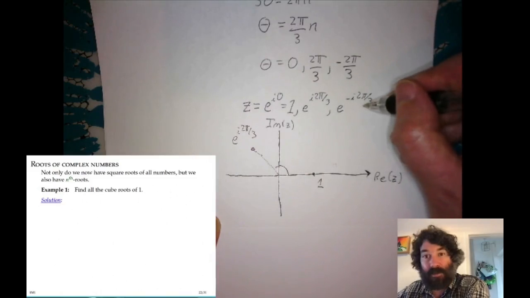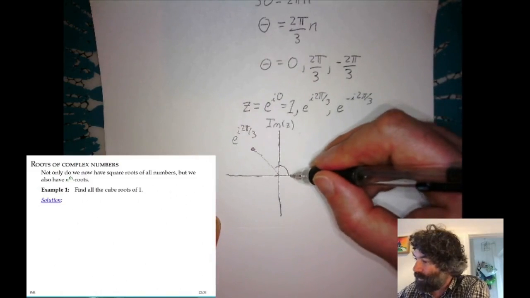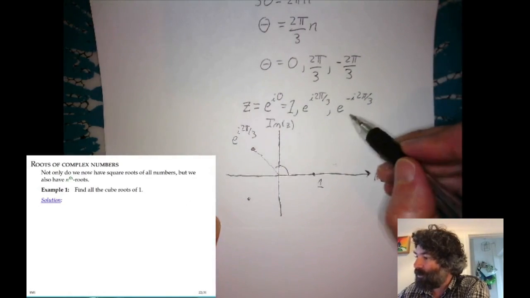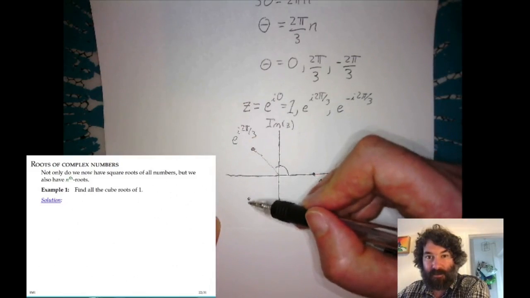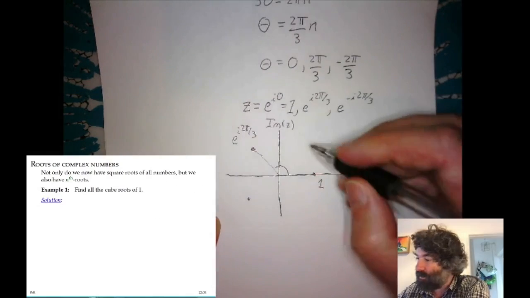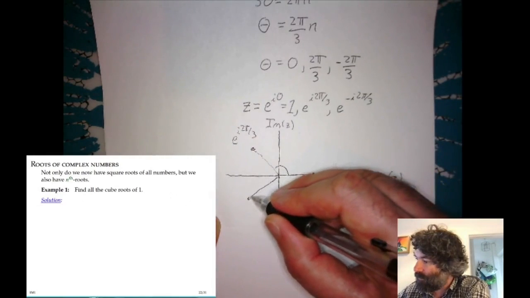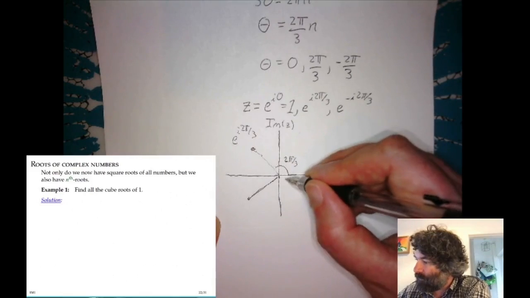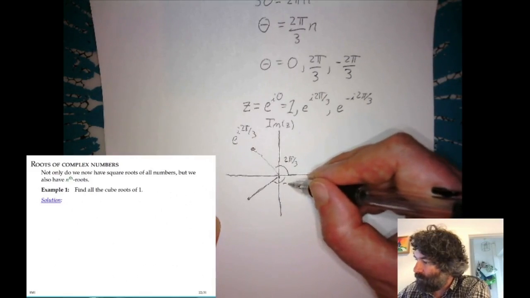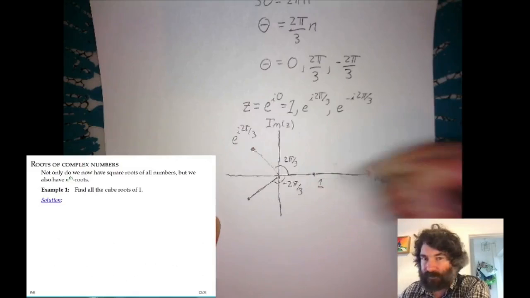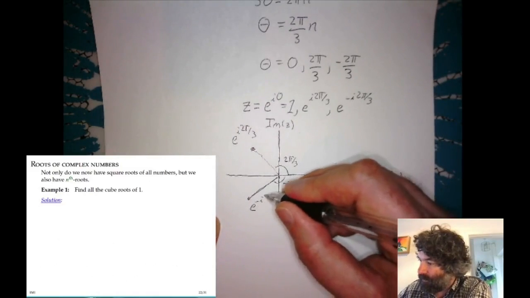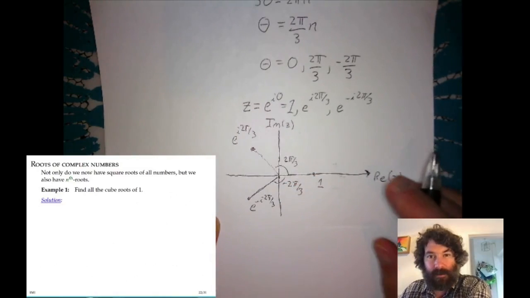And the other one has argument negative 2 pi over 3. It would have a negative angle down here. You can also note these two are complex conjugates, so the other one would be this one flipped over the real axis. And so this would be the other one. This angle is 2 pi over 3. This angle, negative 2 pi over 3. And this is e to the negative i 2 pi over 3. So these are all the cube roots of 1.